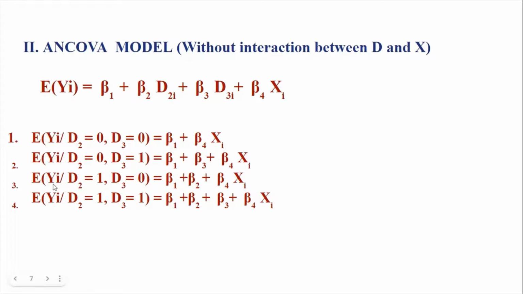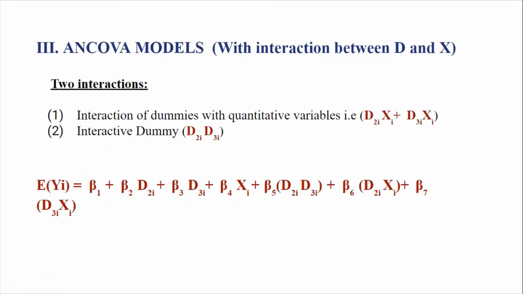The next is the expected value of yi for married females, which would be beta 1 plus beta 2 plus beta 4 xi. And lastly, the expected value of yi for unmarried females would be beta 1 plus beta 2 plus beta 3 plus beta 4 xi. So these are the 4 regression equations in the case of the ANCOVA model without interaction between dummy and quantitative variable.